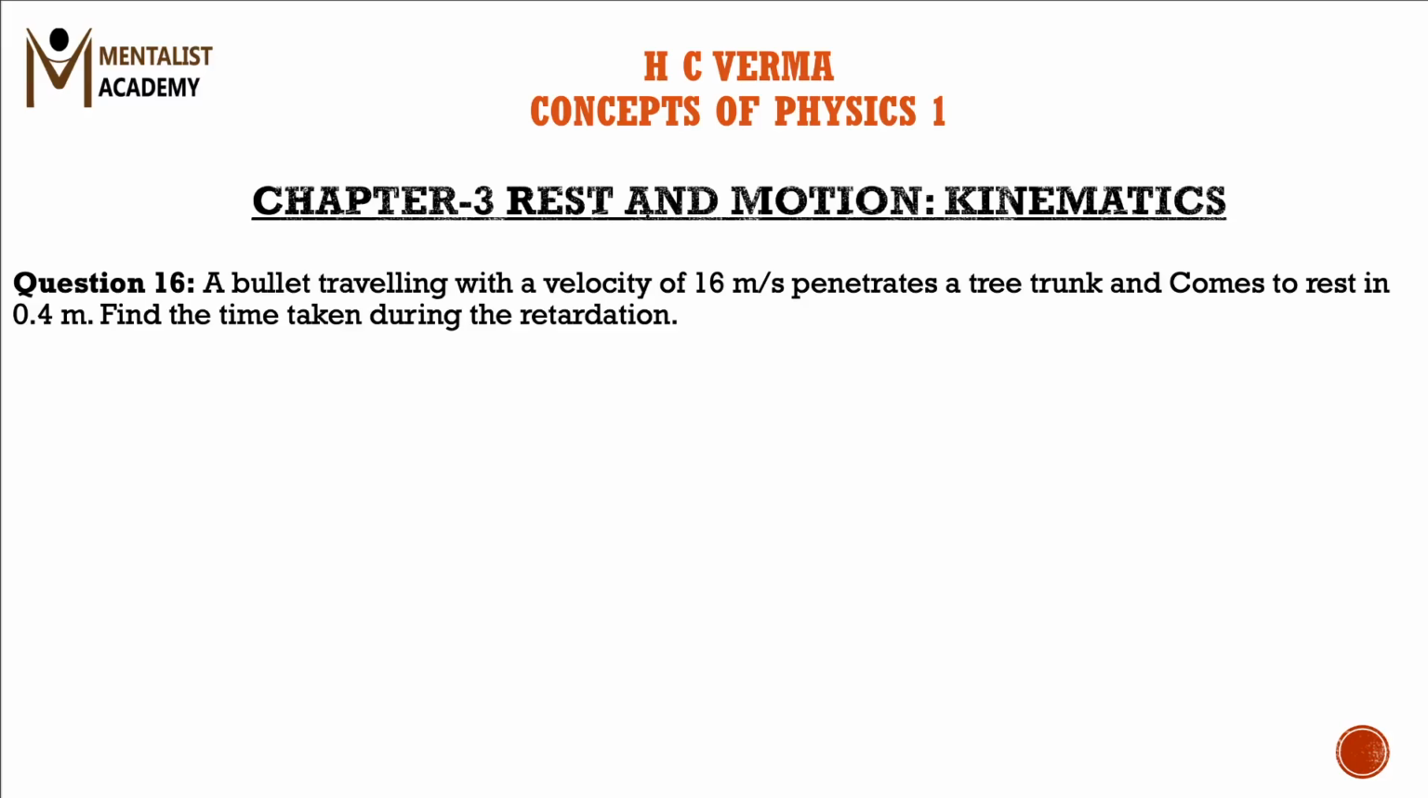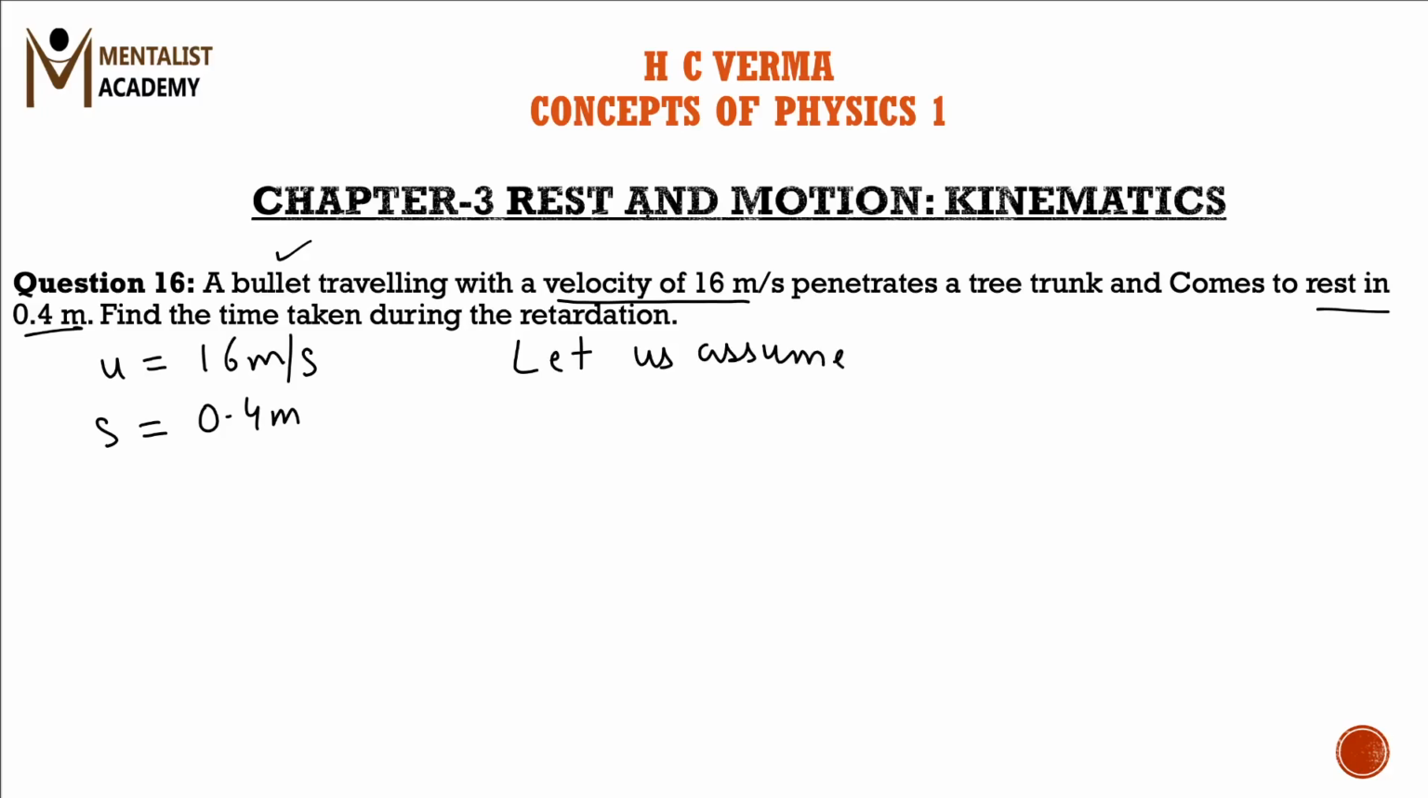Now in this question, we are given the initial velocity of the bullet, that is u is equal to 16 meter per second. We are also given the distance the bullet travels during retardation, that is s is given as 0.4 meters. Now let us assume that retardation is constant. We are assuming that the tree trunk retards the bullet with a constant retardation.